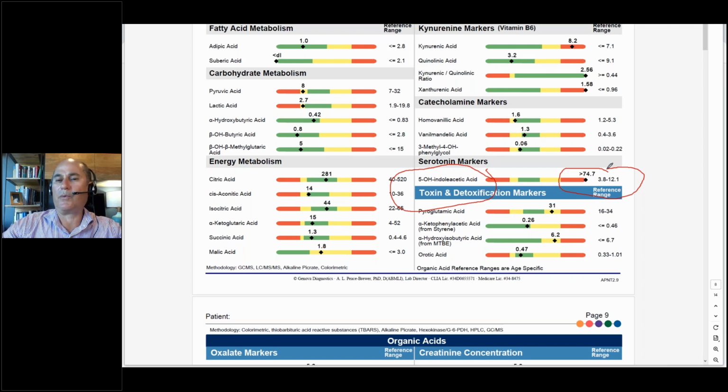So the tryptophan is normal. Can you give tryptophan to somebody with normal tryptophan and a big serotonin problem? That's a question. Who thinks yes? Who thinks no? Can you give tryptophan to a patient with normal tryptophan that has a big serotonin problem?